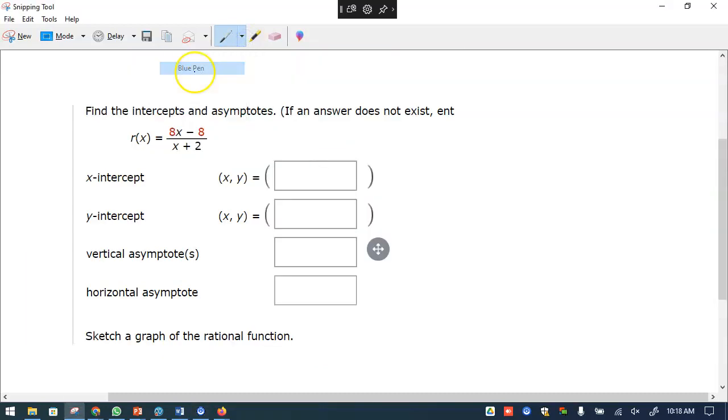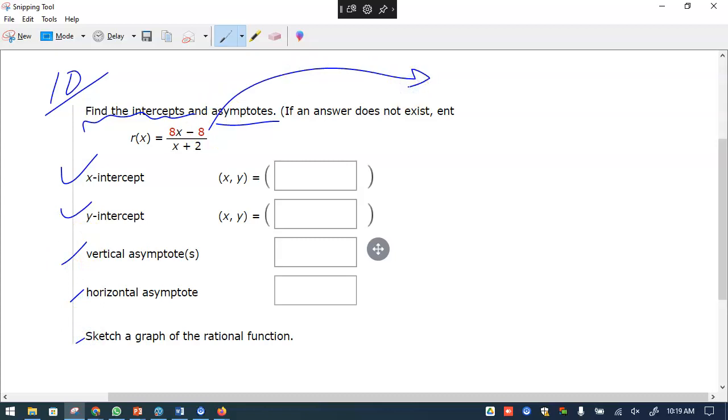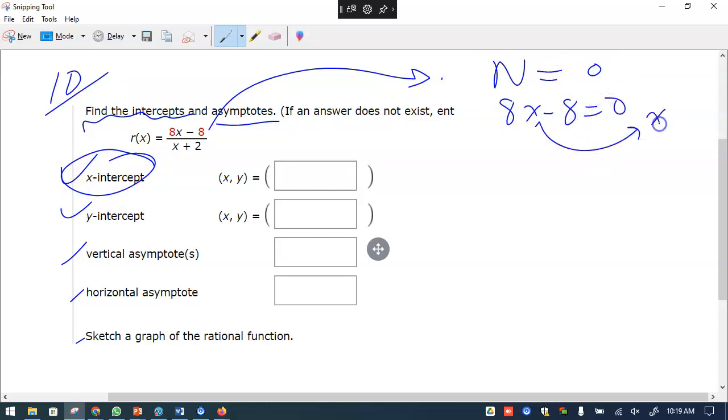Okay, now there's another question. Let's see question number 10, practice problem. Find the intercepts and the asymptotes. So you have to find these and all of them and then sketch. First, to find the x-intercept, you set the numerator equal to 0. Clearly, you can work it out, x equals 1. So that is y equals 0. So this becomes 1 comma 0.